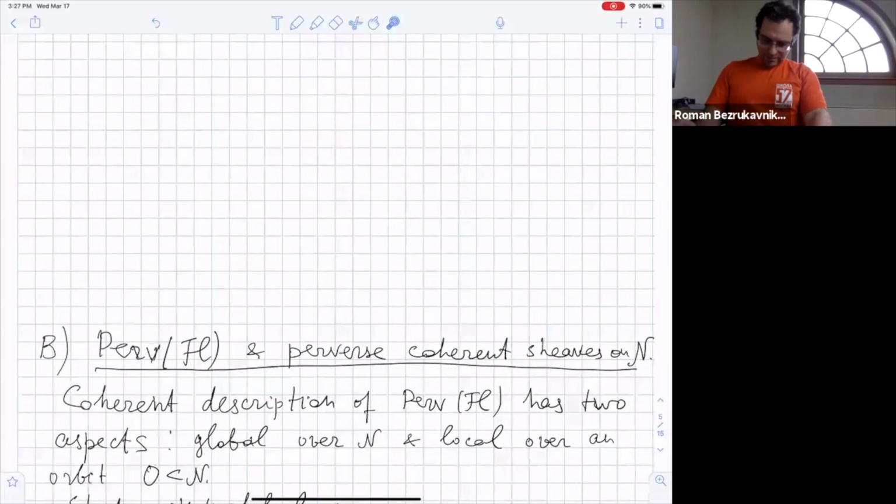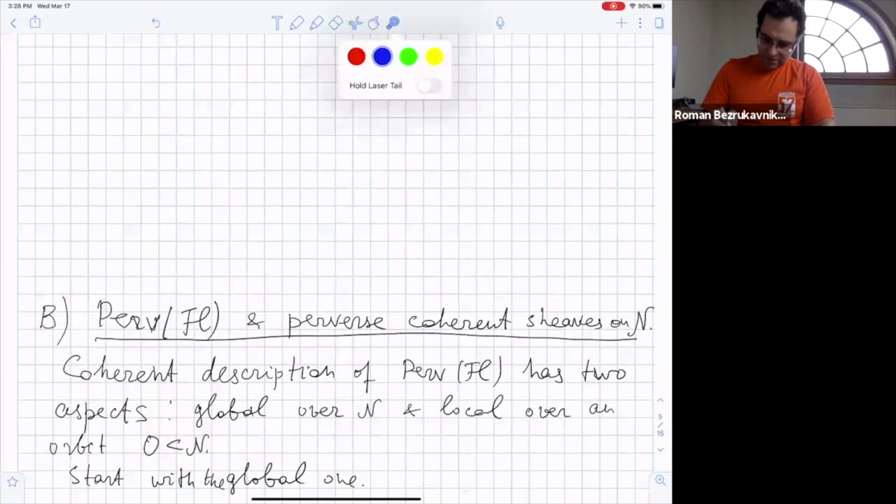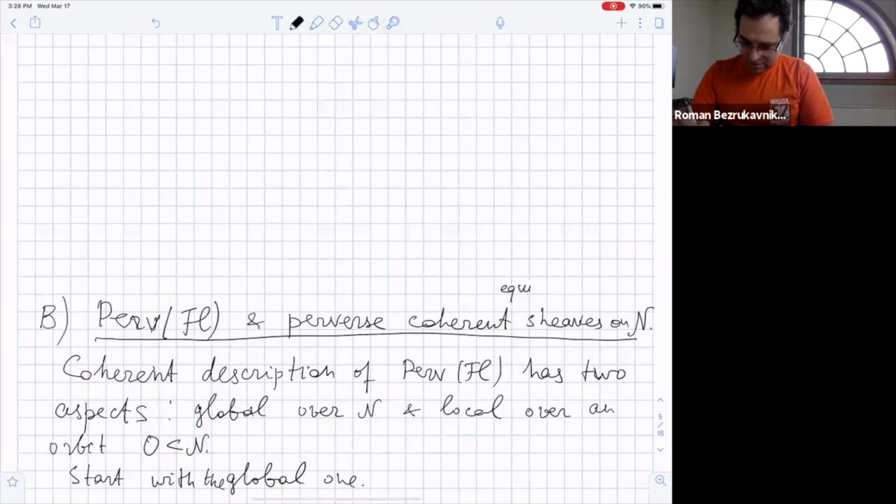And here I start with an informal comment that this coherent description of perverse sheaves on flags has two aspects: global over the nilpotent cone and local over a given orbit. I start with the global one, global over the important cone. This involves a curious ingredient, which is mentioned here: perverse coherent sheaves. I should say equivariant, because otherwise it doesn't make sense.